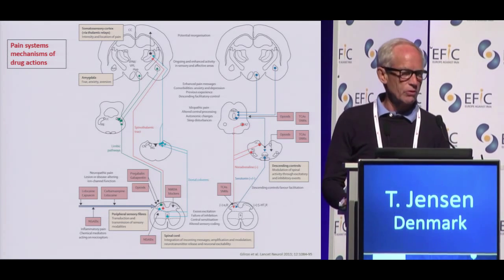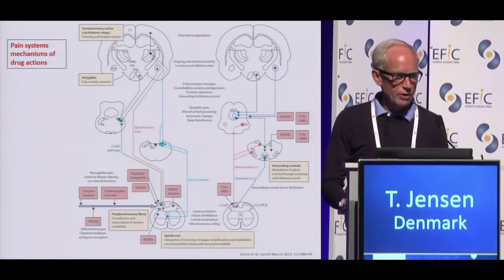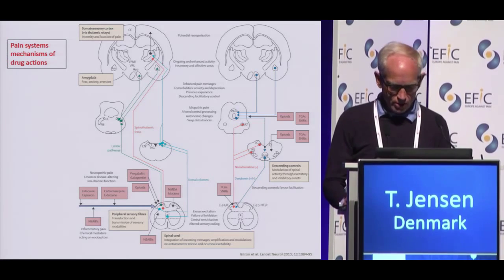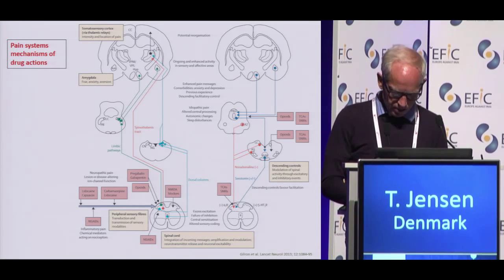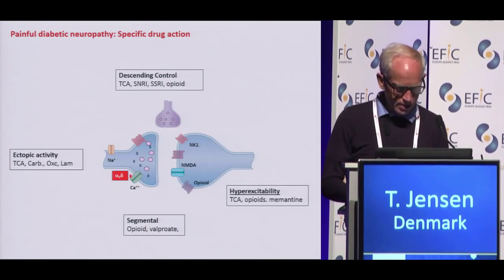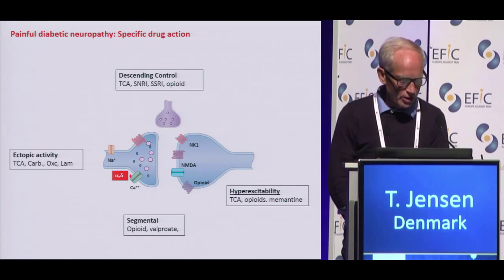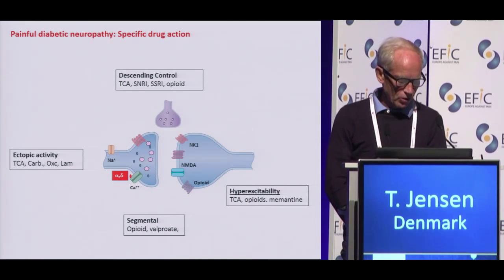You have medications that may act more in the periphery. There are agents acting at the level of the spinal cord, and agents acting more centrally. And this is also highlighted in this next figure here, which is just looking at what happens, for example, at the level of the spinal cord.